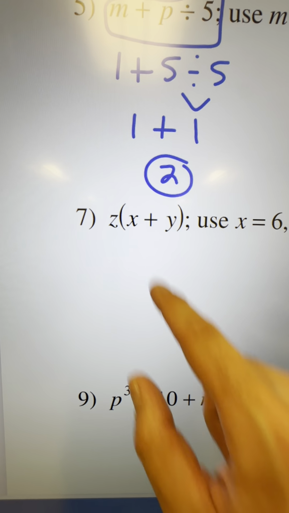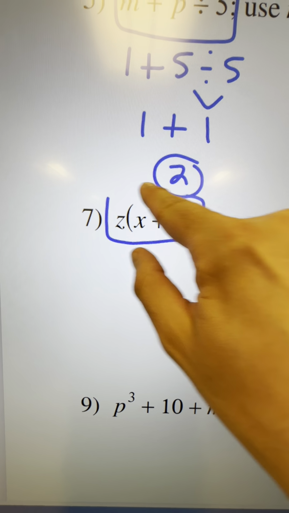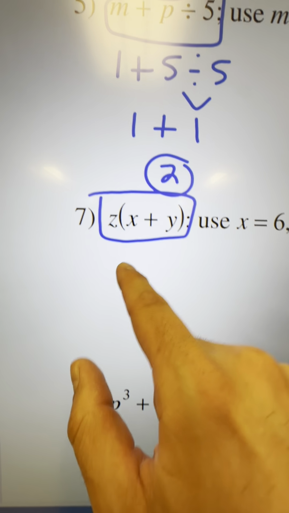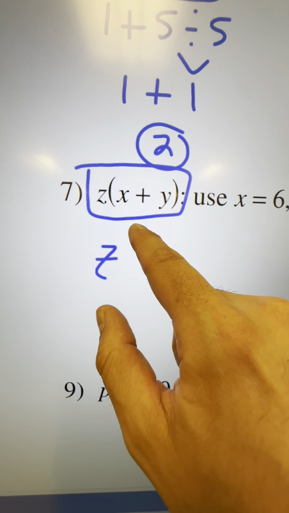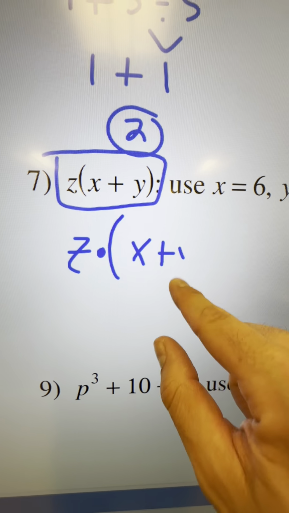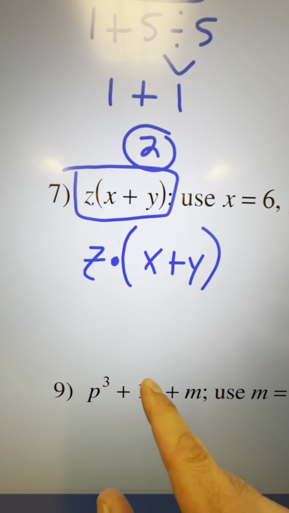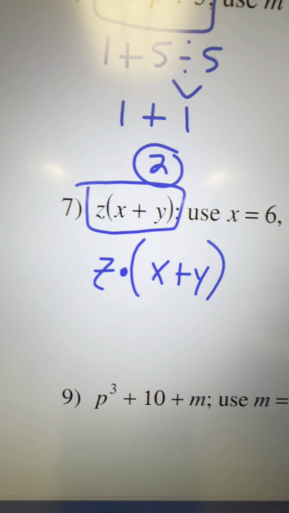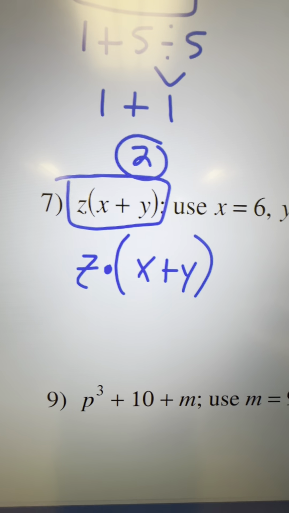Example number 7 is right here. Z, and then in parentheses, x plus y. If you see a number next to parentheses, that just means that z is being multiplied with whatever's in the parentheses. So it's z times x plus y. So these are the same thing. You're just not going to see the multiplication sign sometimes next to it. So if you see that, it automatically means multiply.